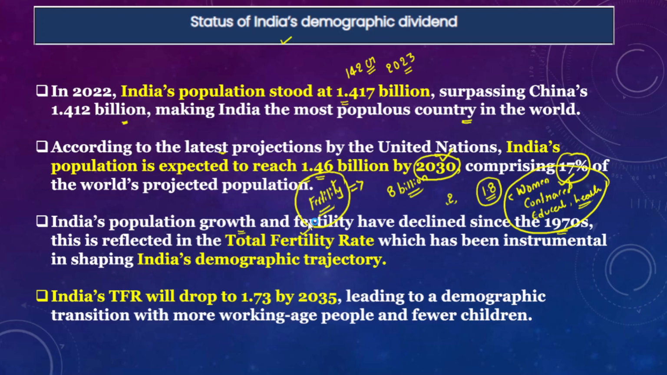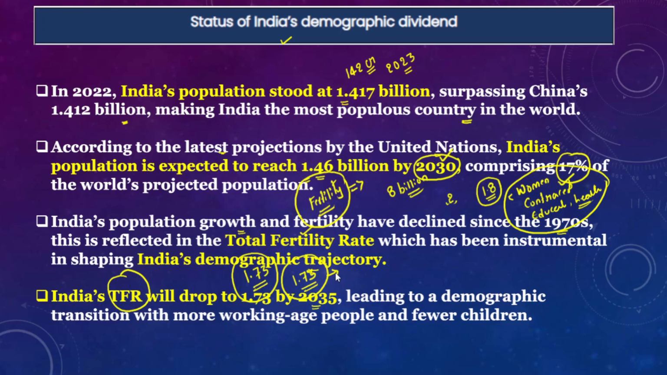So this total fertility rate and the population growth rate is usually considered as instrumental in shaping India's demographic trajectory and India's demographic transition. Now, if you look at India's total fertility rate predictions, by the year 2035 it will reach 1.73. Okay, so a woman in her life would give birth to 1.73 children. So it is generally lower than the replacement level fertility rate.